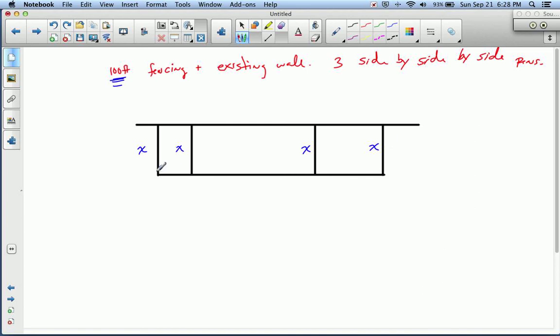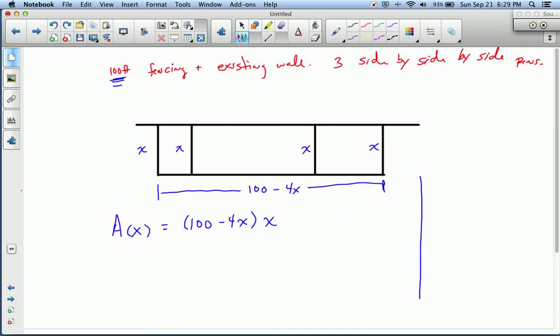We don't know what they are though, they're just x. But what have I used up? 1, 2, 3, 4 x's. So my total remaining for that whole length is 100 minus 4x. If you notice, this is still a two-dimensional shape. It is still a quadratic function. Our area will still be length times width, right? The width, if you will, is 100 minus 4x, or the length, whatever you want to call it. And this dimension is x. So again, that tells me everything I need to know.